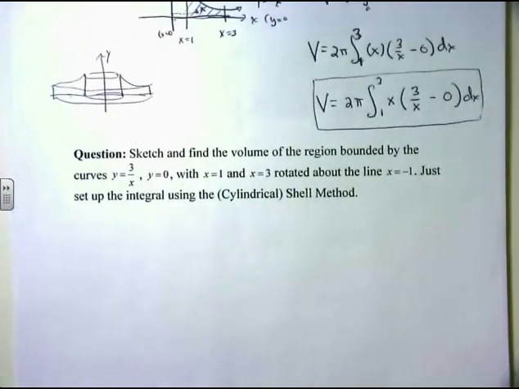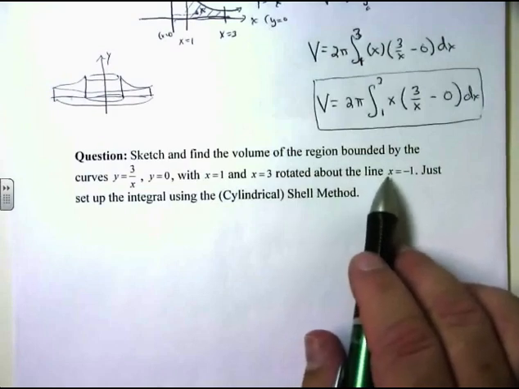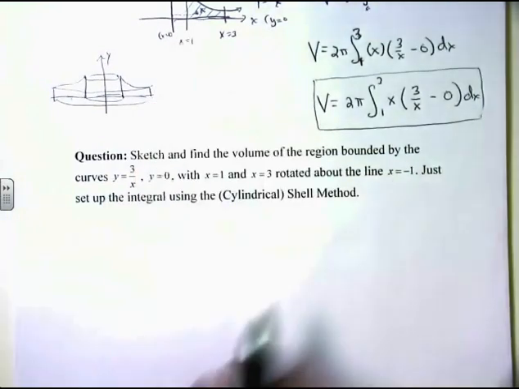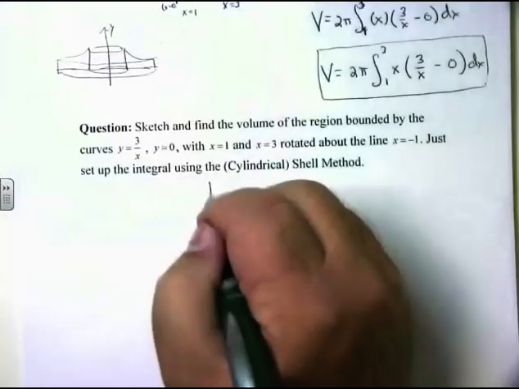Sketch and find the volume of the region bounded by the curves y equals 3 over x, y equals 0, x equals 1, and x equals 3. But this time, we want to rotate around the line x equals negative 1. So it's the exact same region as in the last problem, but they're changing the axis. So again, draw my picture.